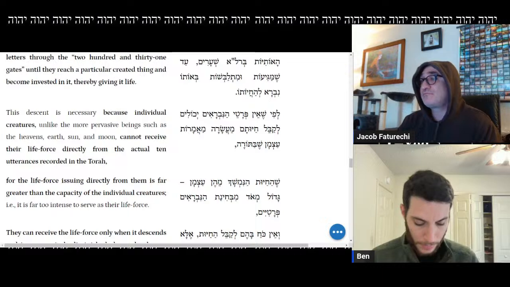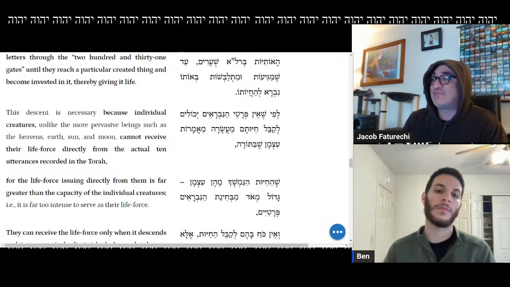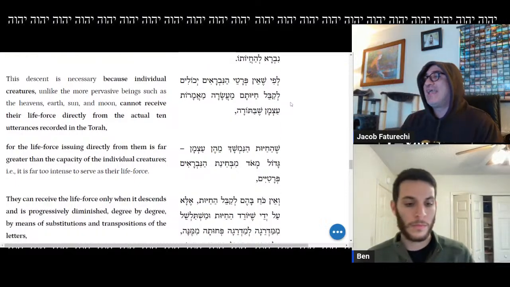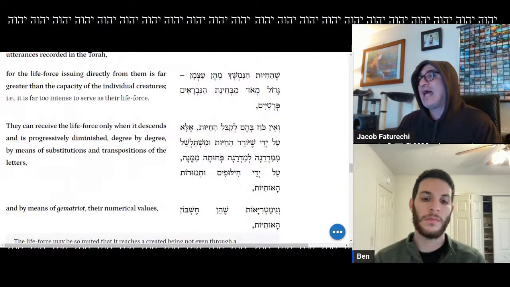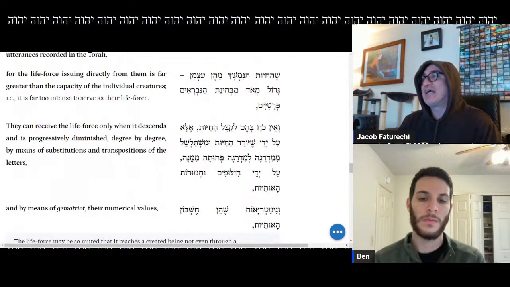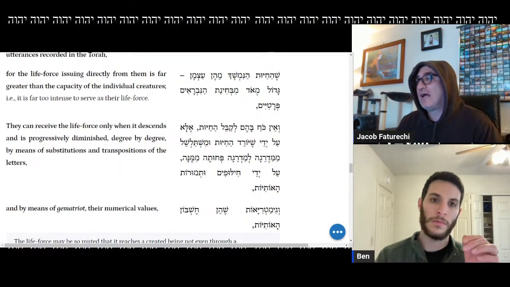שהחיות הנמשך מהם עצמם גדול מאוד מבחינת הנבראים פרטיים ואין כוח בהם לקבל החיות אלא על ידי שיורד החיות ומשתלשל ממדרגה למדרגה פחותה ממנה על ידי חילופים ותמורות האותיות. Right?